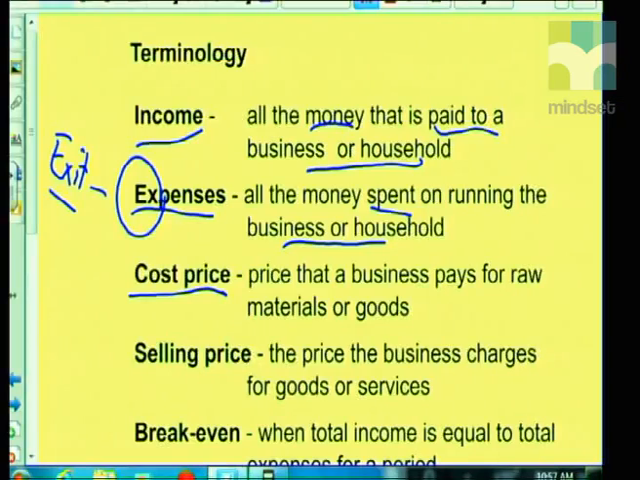Now, in terms of the cost, what it costs me of an item, let's just give an example. Let's say that I'm going to set up a little store on the side of the road and I'm going to sell chocolates. Go to a large supermarket or wholesaler and I buy chocolates in bulk. Don't eat any on the way to my little shop. I'm going to say, what's my cost price? What did it cost me? So the cost price is the price that the business pays for raw materials or goods.